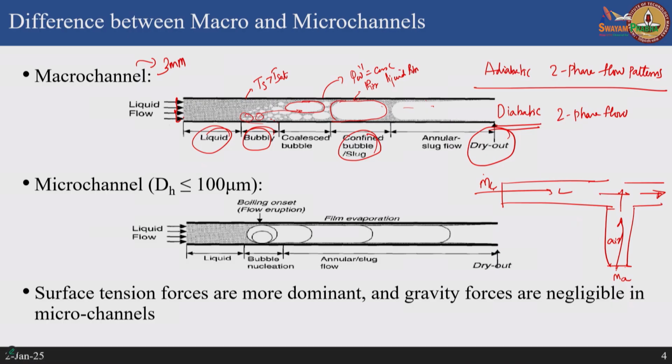Now if you plot the quality of vapor, that is the vapor mass fraction, I am just going to plot this vapor mass fraction x, which is the mass flow rate of the vapor divided by the total mass flow rate of the flow. So right at the inlet this is going to be 0 because it is pure liquid.